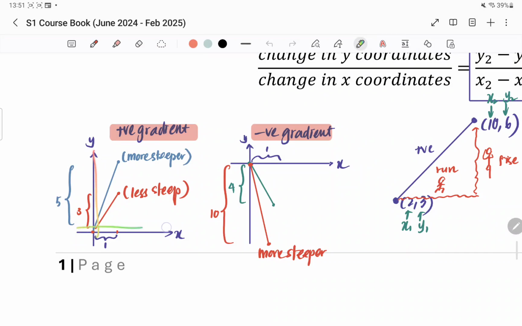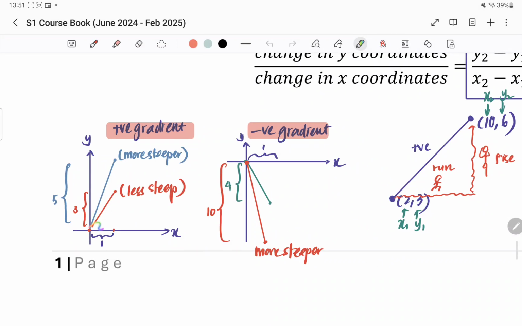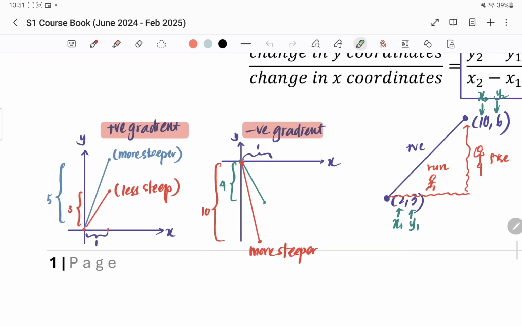Look at this one that I have drawn for you all. Let's say I have an x-axis and y-axis over here. The more steep one would be this line. What does this line mean? This line means that for every 1 unit you go to the right, you go up by 5. And for this one it's less steep, because for every 1 unit you go to the right, you only go up by 3 units. So the blue line here is more steep than the red line over here.